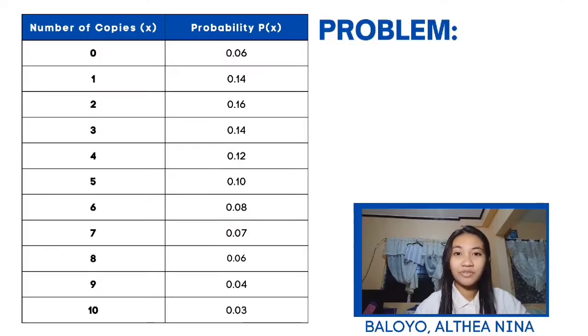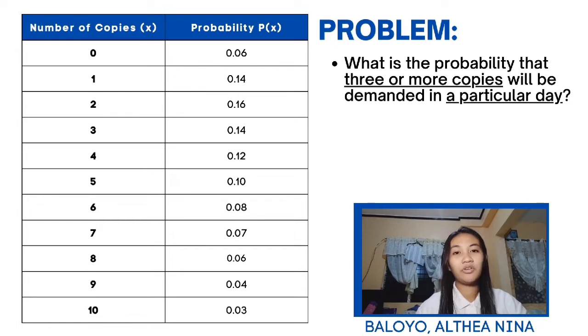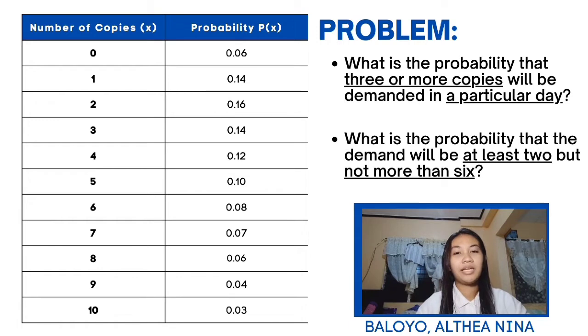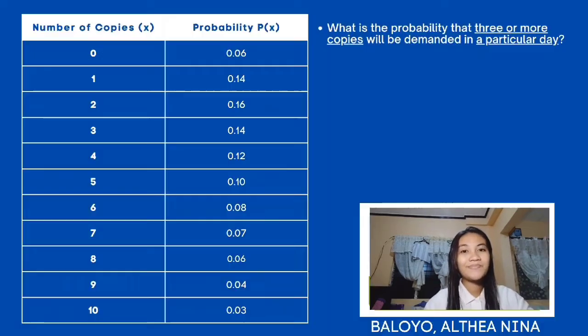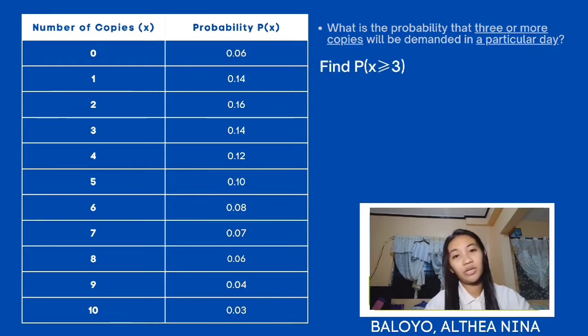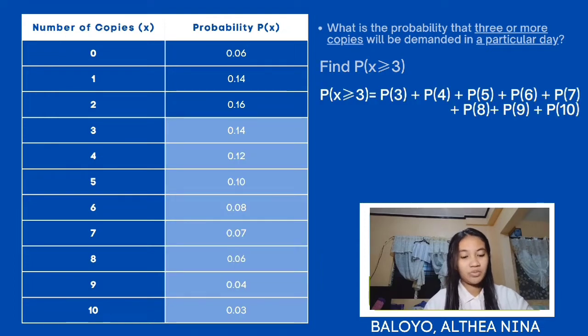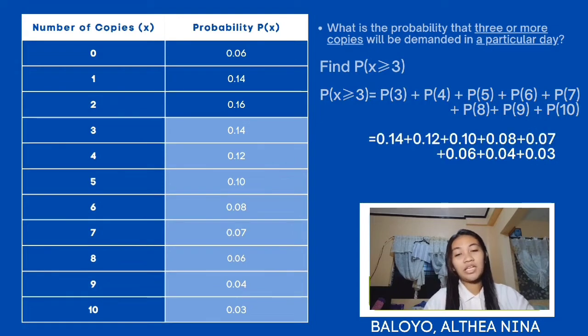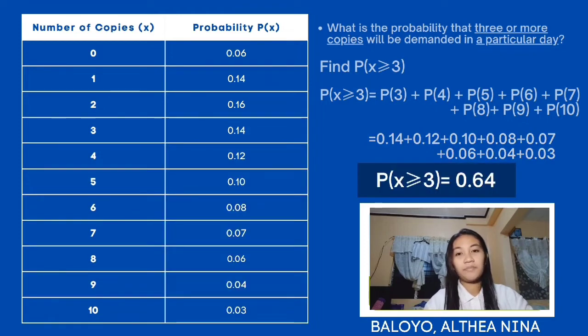From the table on the left, we are to find first the probability that 3 or more copies will be demanded in a particular day, and second, the probability that demand will be at least 2 but no more than 6. We write the first problem as the probability of x that is more than or equal to 3. Since we are looking for the probability of 3 or more copies, we can add the corresponding probabilities of copies 3 to 10 highlighted in the table. The probability that 3 or more copies will be demanded in a particular day is 0.64.